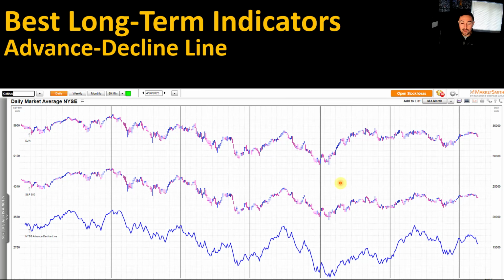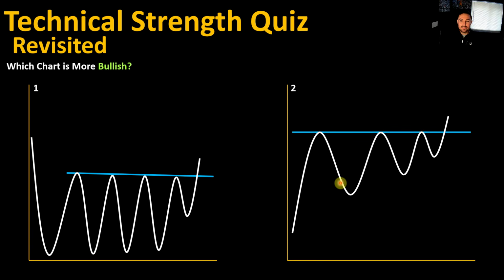Which groups are leading? So this one here, we are now going back to what we did at the start of the presentation, where I said which chart is more bullish and which chart is more bearish. And now hopefully you have a really good understanding of which chart is more bullish. And you've actually probably just gone, it depends. If that was your first thinking, it depends, this video has done its job. It depends. Why does it depend?